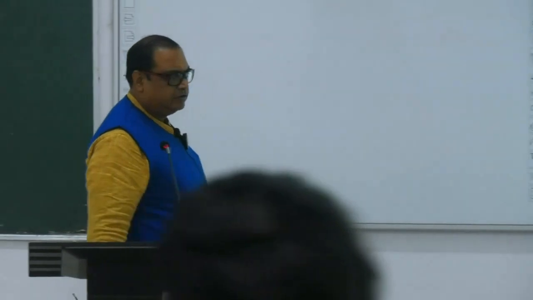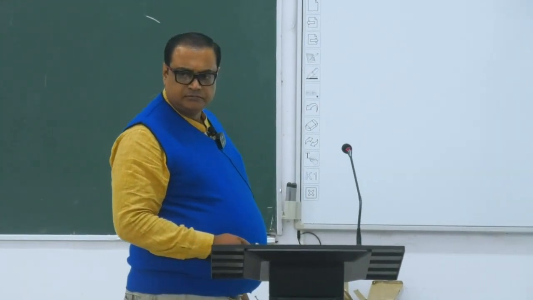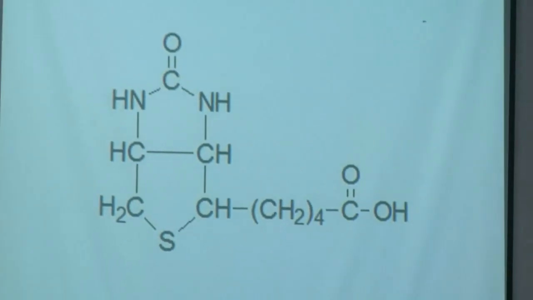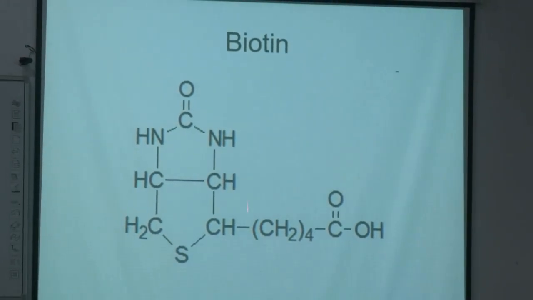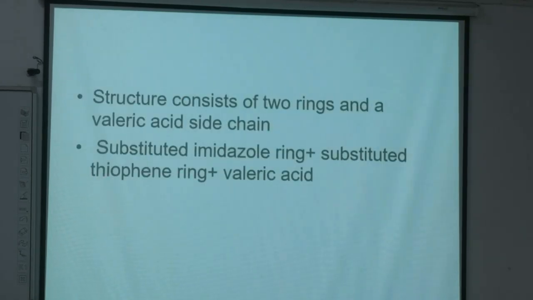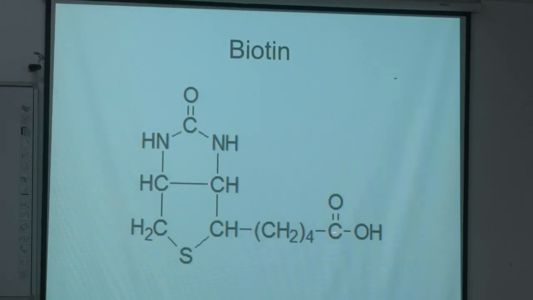Now tell me, what is this ring? This is the whole structure of biotin. What is this ring? Imidazole. And what is this ring? Thiophene. Thiophene, imidazole. And this is valeric acid. See, 4 plus 1, 5 carbon compound. So this is the structure of biotin.